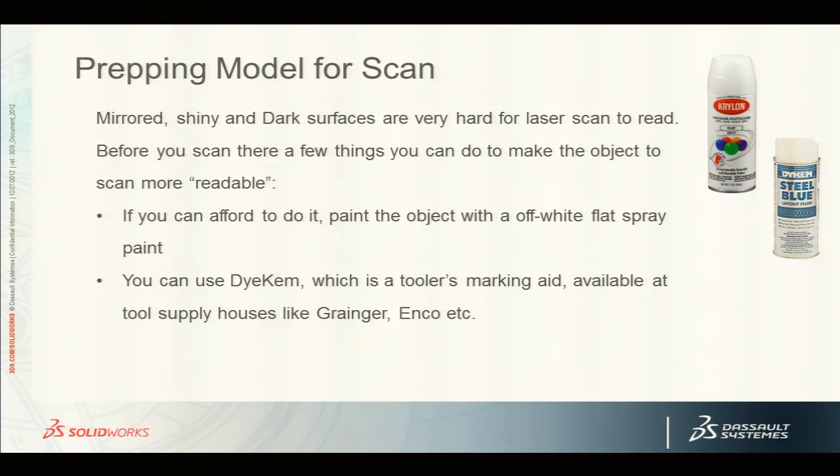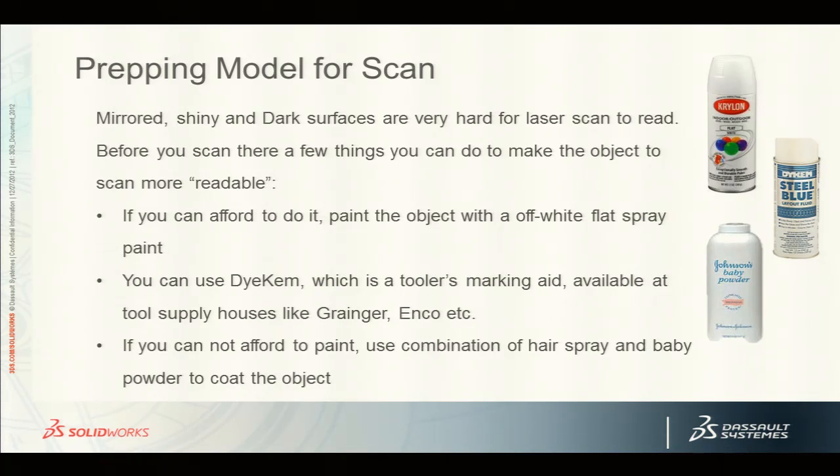What I did on my part, because I didn't have any Dy-Chem around and didn't want to go buy it, is I used a combination of baby powder and hairspray. I first sprayed a coat of hairspray onto that pump housing, which becomes a bonding agent for the baby powder. Once I hair dryer it a little bit, I coat it with baby powder, and now I have a fine white dust all over the metal cast part that becomes a very good surface for scanning.